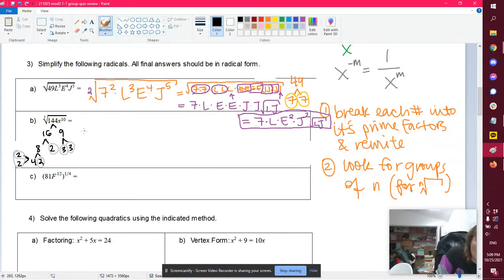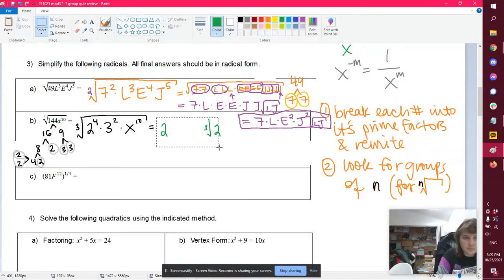I broke it into prime factors and I rewrote it. So this becomes 2 to the power 4, 3 squared, because there's 2 3's and 4 2's. I keep the x to the 10th. This time I'm looking for groups of 3 because my tiny number in the root is 3. So if I've got 4 2's, I've got 1 group of 3 and a 2 left over. Bring these here. I don't have 3 3's, so I can't bring those up front.